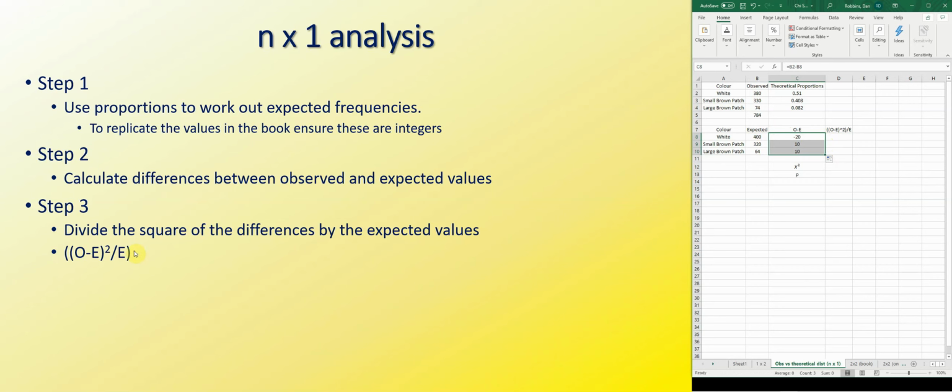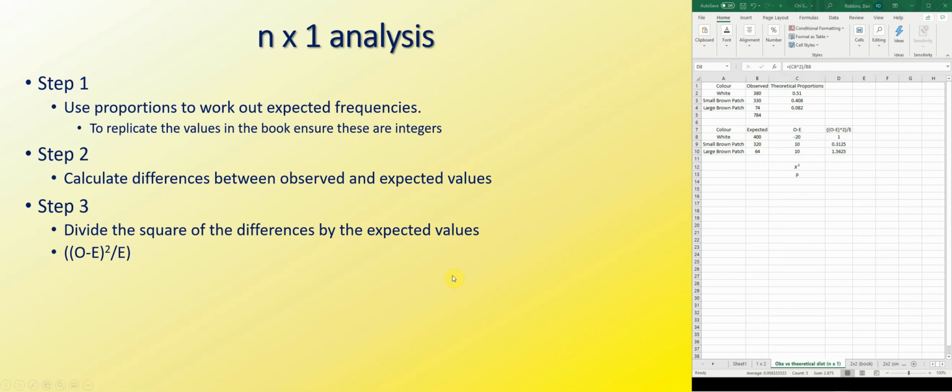Step 3 is to take these values, square them, and then divide them by the expected, which I've replicated in this column title over here in cell D7. So we've already done the first part. I'm going to put that in brackets once again, even though it's not really needed, but it does help anyone who's not confident in the order of operations. So I've taken this value, I've squared it, and now I'm going to divide it by the expected value, and then I can drag that down.